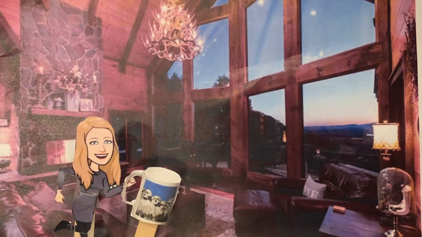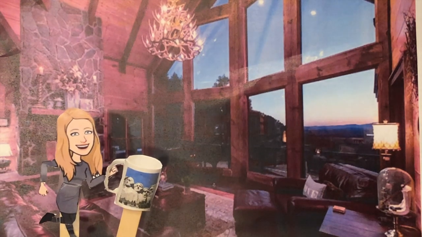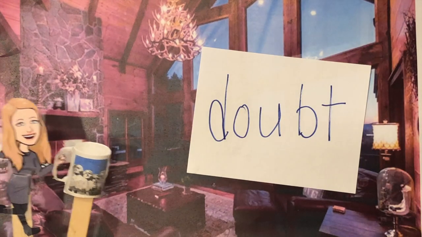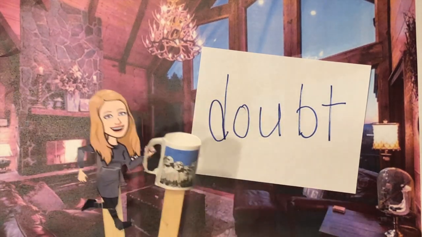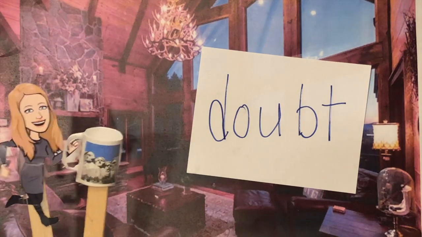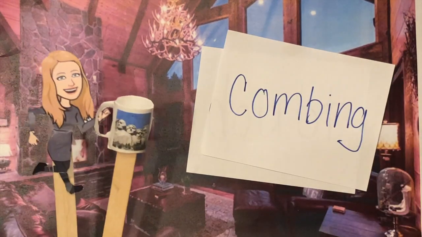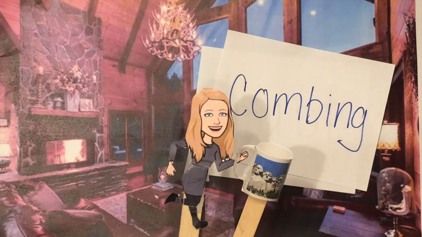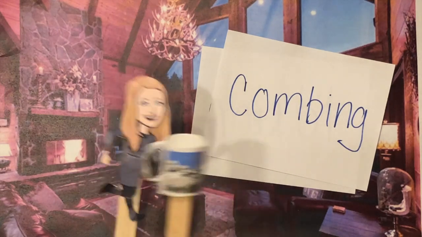All right. Are you ready to see the words? Here we go. Doubt. D-O-U-B-T. That one was a little hard, but did you remember the B? If so, yay! Next word. Combing. C-O-M-B-I-N-G. Another silent B. Yay!